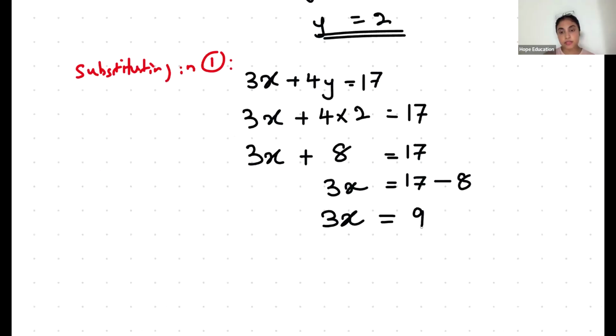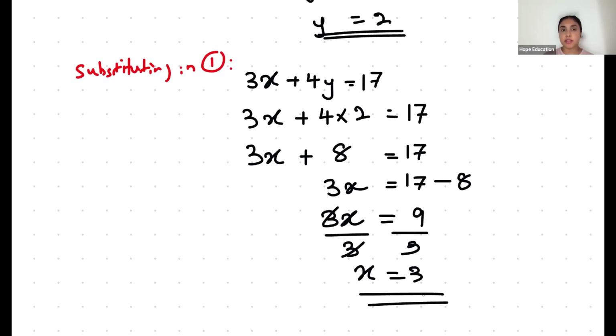Divide both sides by 3. We get x equals 3. Is this clear to all of you, Lama? Give me a thumbs up, please.